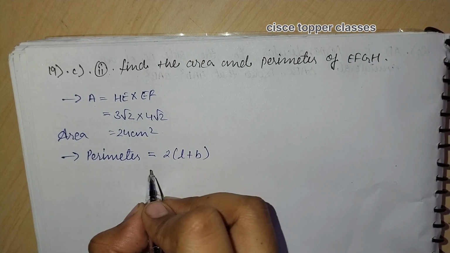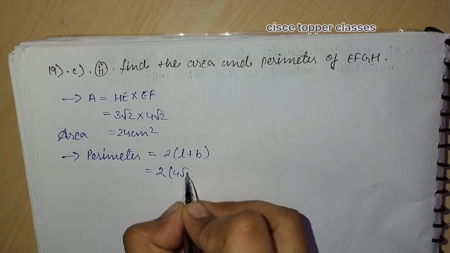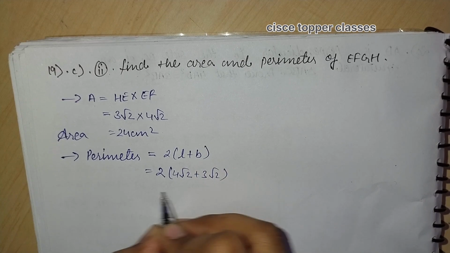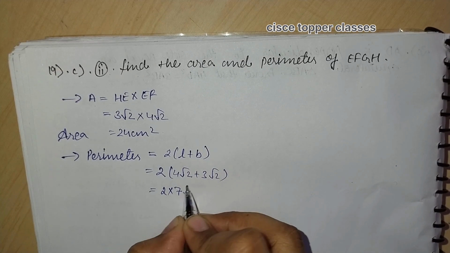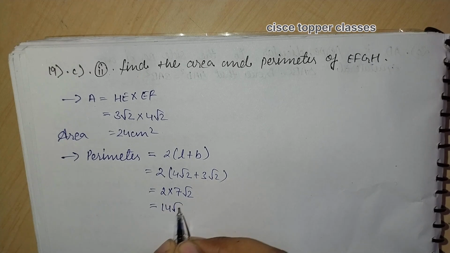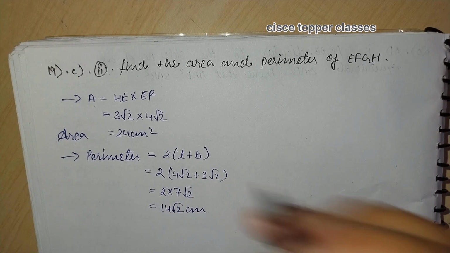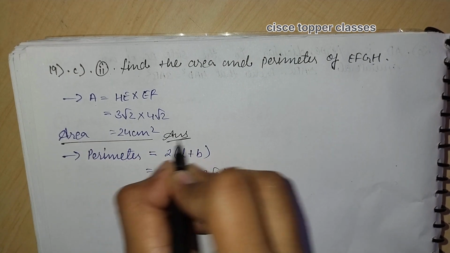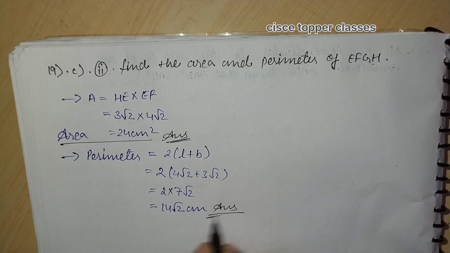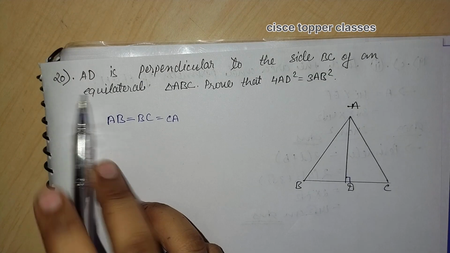We can write the value again here, 2 4 under root 2 plus 3 under root 2, which will be 2 into 7 under root 2. We will get the answer from here as 4 under root 2 centimeter. So this is the final answer. This is the area here and this is the perimeter of the rectangle EFG. Let us solve 20 question here.